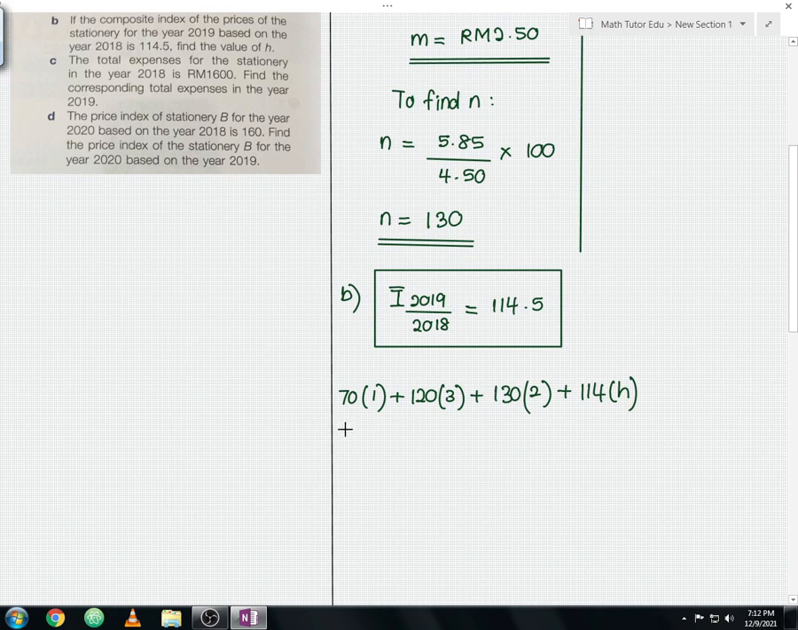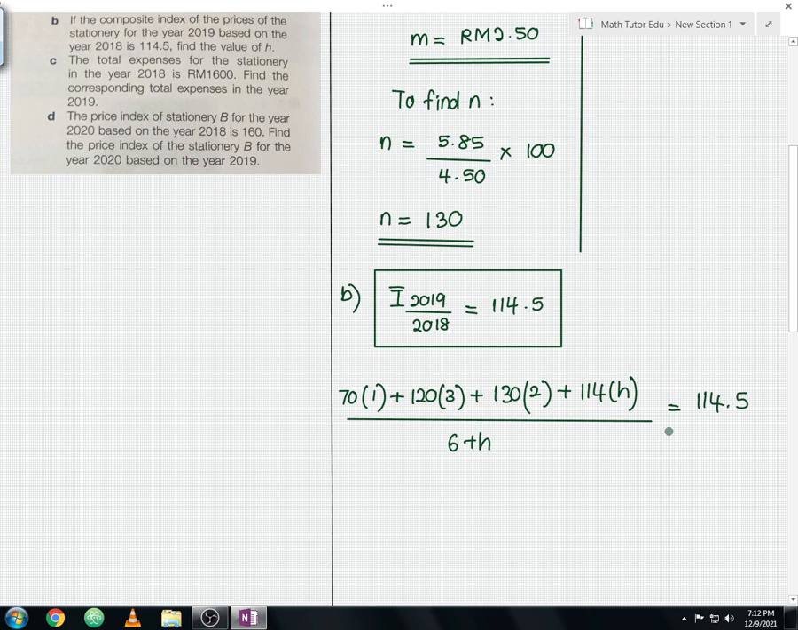you divide with the summation of the weightage, which in this case is 1 plus 3 plus 2 plus H. So from here it will be 6 plus H. So you calculate this, you should get your composite index is equals to 114.5.